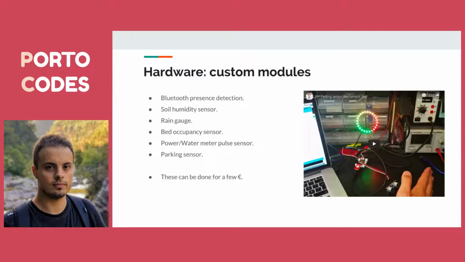A rain gauge, let's say you have some automatically controlled garden, and you don't want it to water the plants automatically when it starts to rain. So just buy a rain sensor, connect it to an ASP, and it's done. Bed occupancy sensor, you go to bed, you lay down there, 5 minutes later, all lights in the house go off automatically.